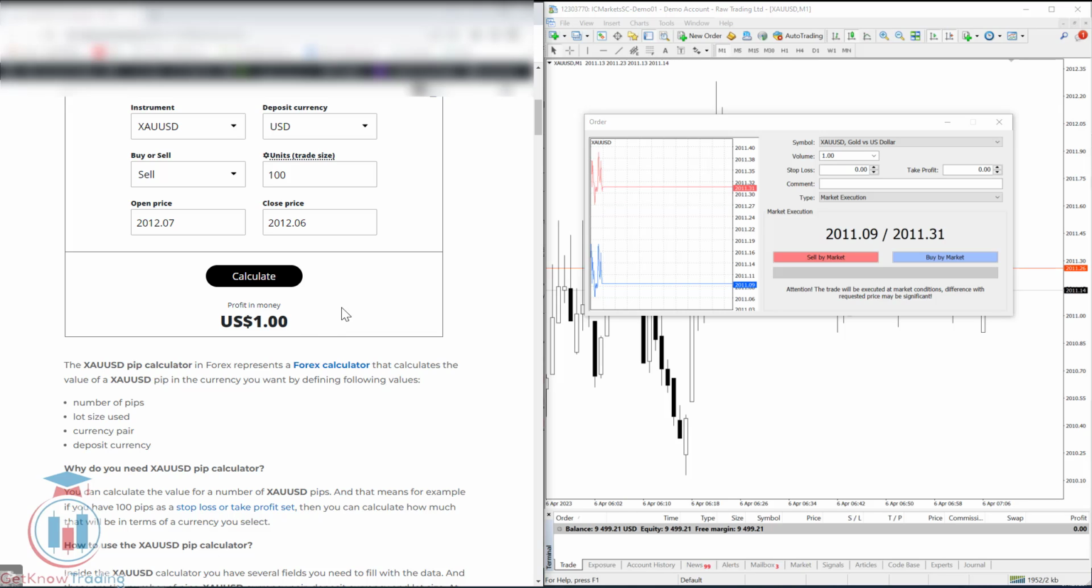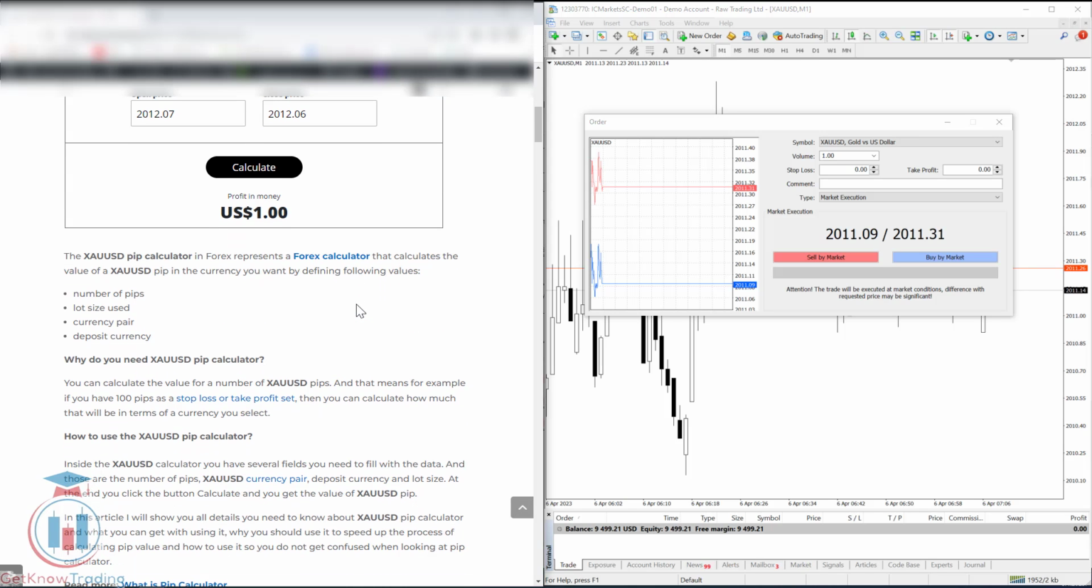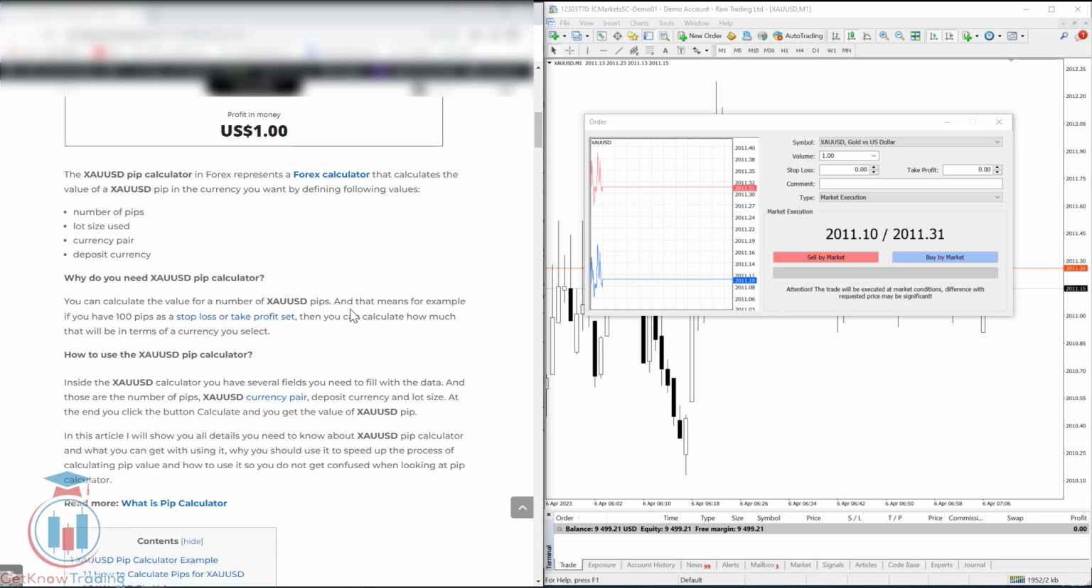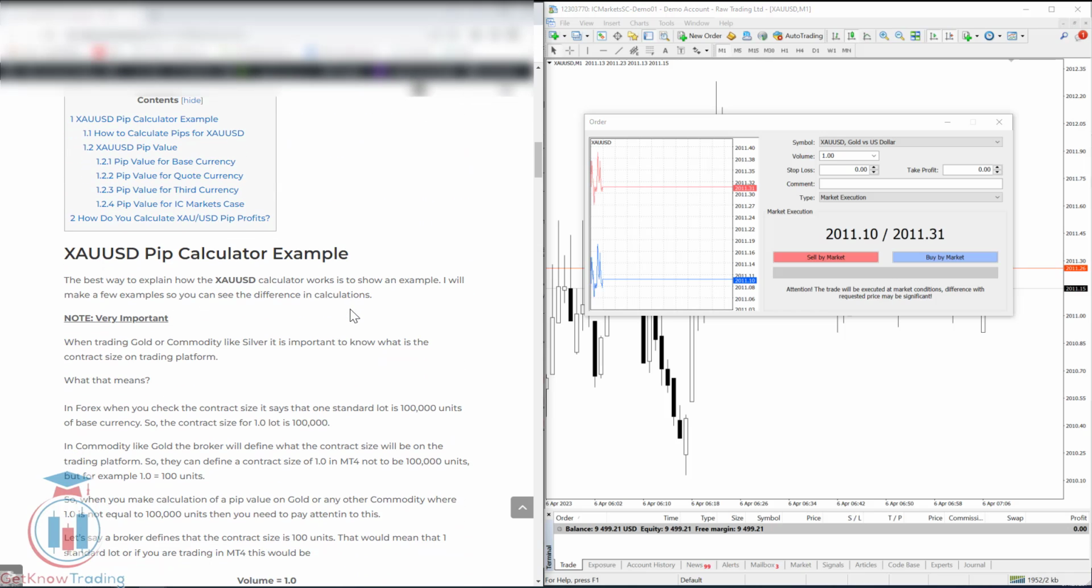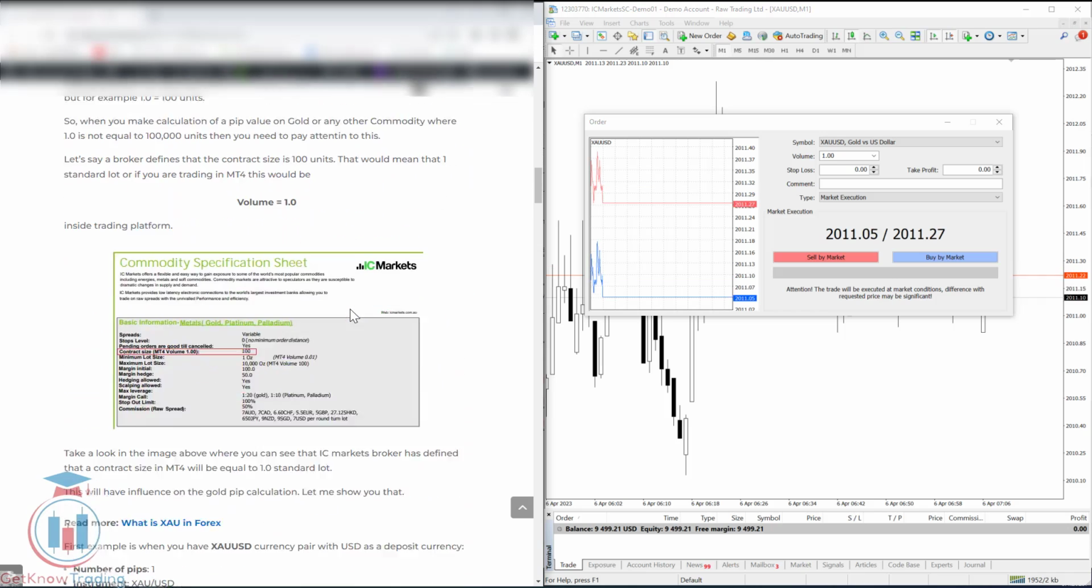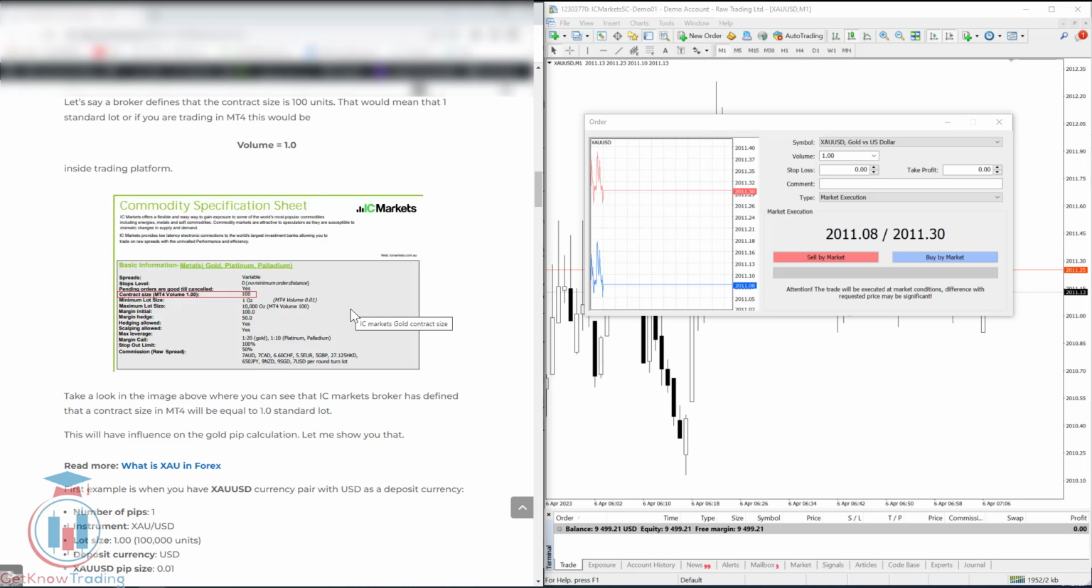So let's go further on. There is a formula for how to calculate on the Get No Trading website. You can find the Gold USD Pip Calculator. I will put the link below this video so you can find it easily. You can go down there and read all the text, but you will also see an example of calculation of the pip value on gold.